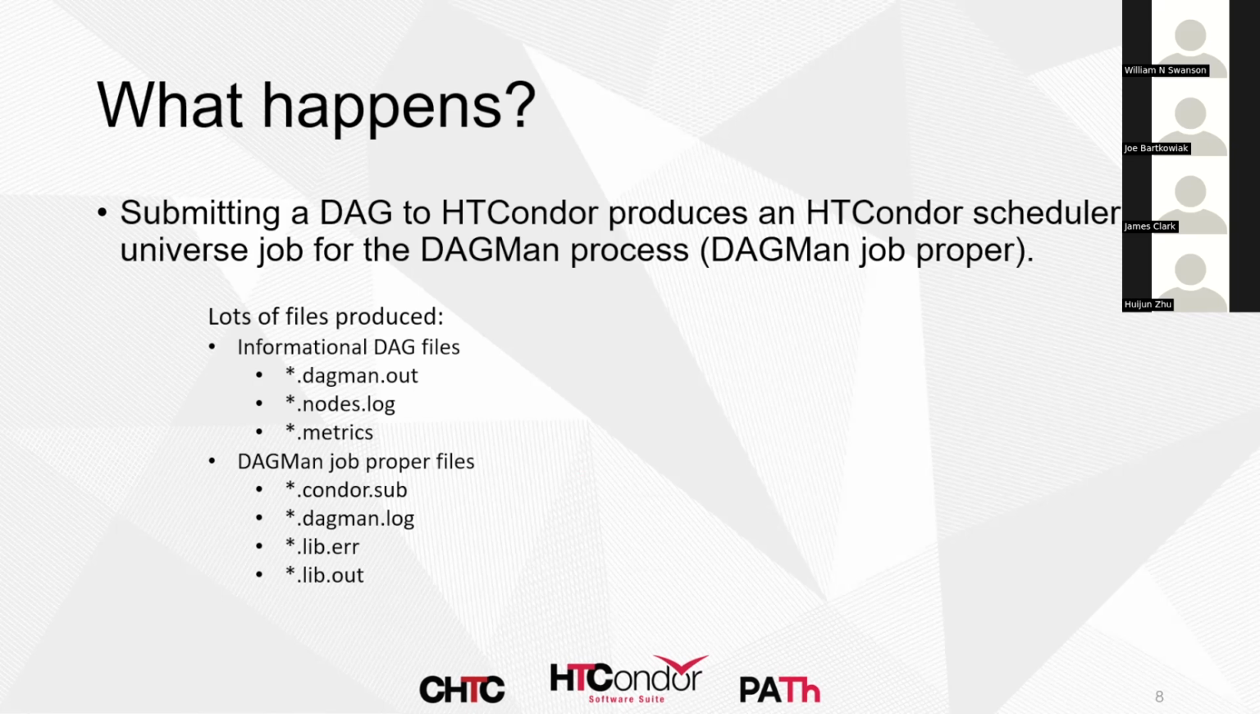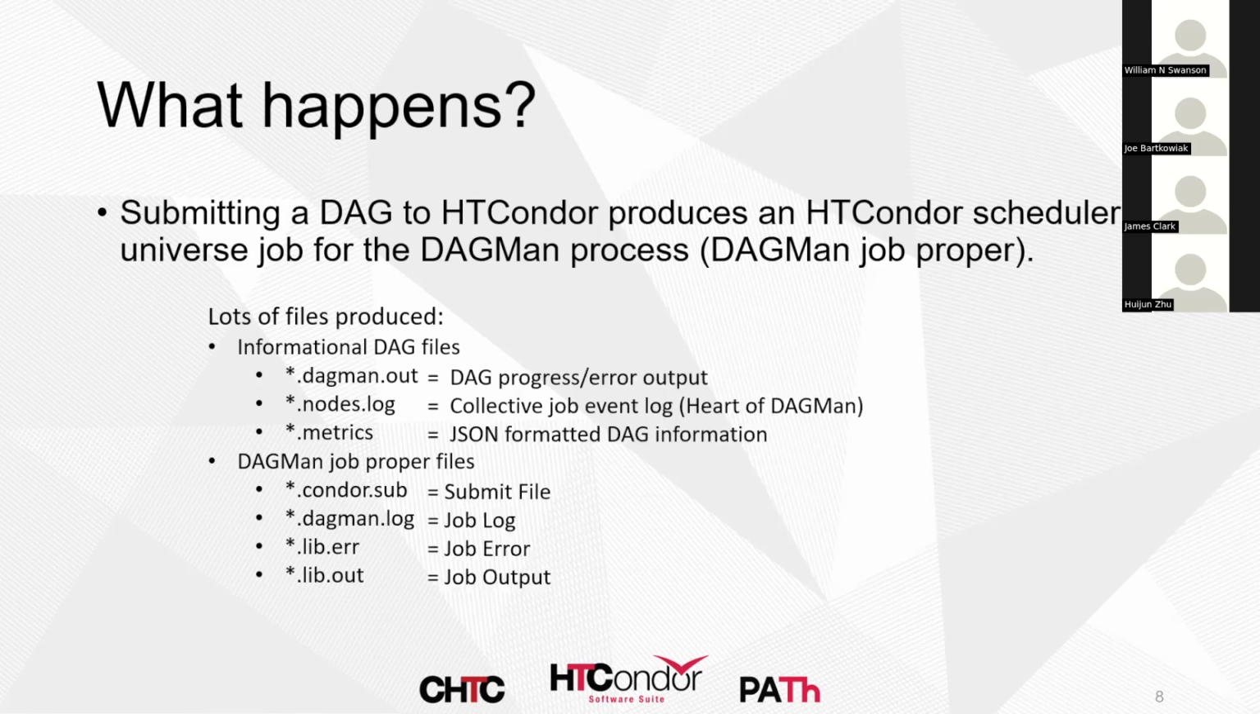Another thing you might notice is we make a lot of files. This is a list of files that we produce. This is not the full list of files we produce. You can even opt in for more files if you want. But these are the main files that are produced. And this is what those files are. So I've kind of grouped it into two sections, informational and DAGMan proper files.